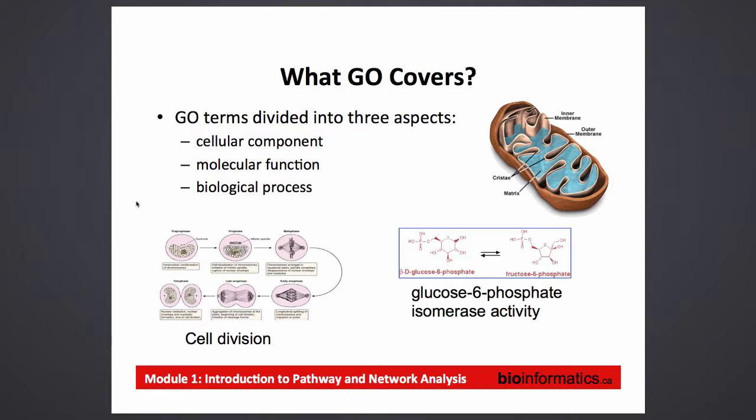Gene ontology covers three major trees or three major structures, one of them representing cell components, the other molecular functions, and then biological processes. The last one is usually most convenient for analyzing your experimental lists for biological pathways and processes.